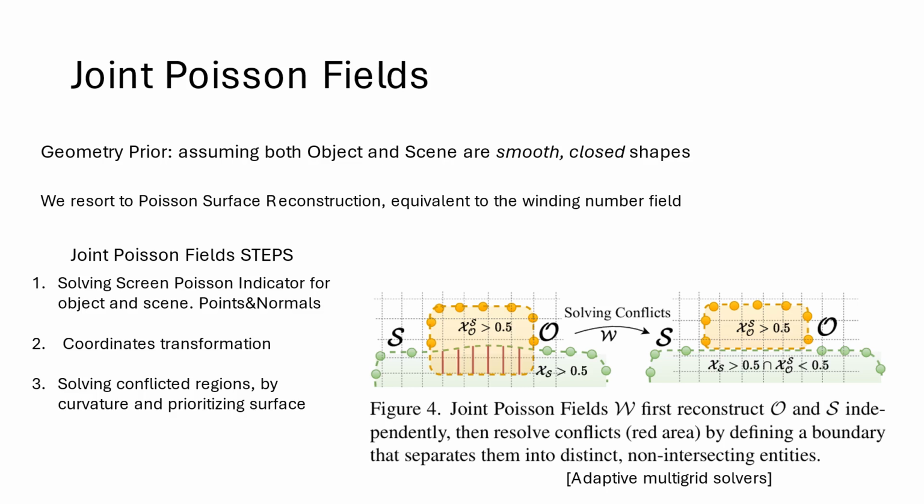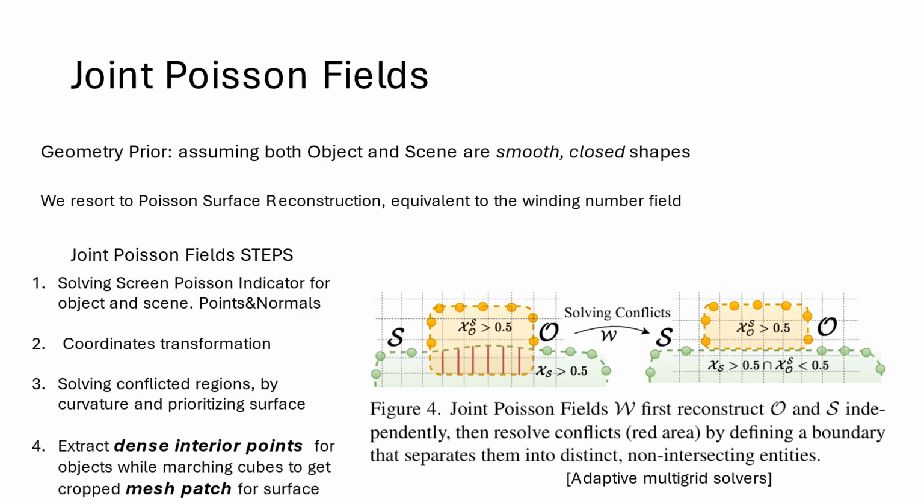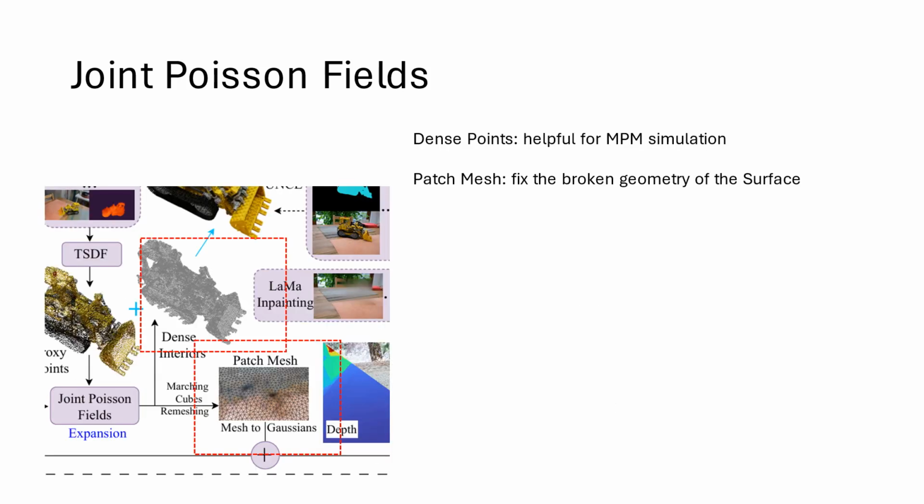prioritizing the surface. So after we solve the conflicts, we try to extract the dense interior points for objects, and marching cubes to get the curved mesh patch for the surface. Our outputs are here: the dense points are helpful for the MPM simulation, and for the patch mesh, we fix the broken geometry of the surface. So the question is, how about the input to the joint point fields?